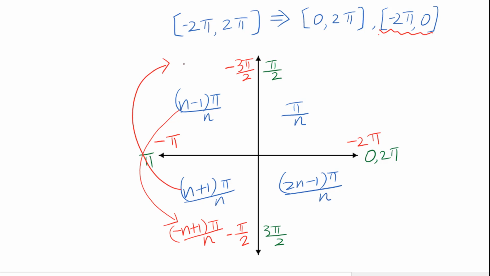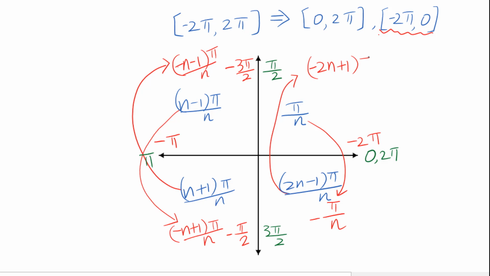The opposite of this will go to the second quadrant. That is negative (n minus 1) pi over n. The opposite of that, going down, is negative pi over n. Then this goes up. You will get negative (2n plus 1) pi over n.